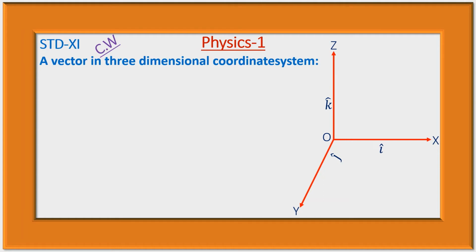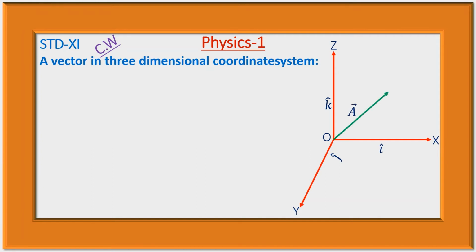Now a vector in a three-dimensional coordinate system. Already we have determined a vector in a two-dimensional coordinate system, A is equal to Ax i plus Ay j. Now we will express a vector in a three-dimensional coordinate system. Here is the three-dimensional Cartesian coordinate system, with three mutually perpendicular axes OX, OY, and OZ. And along the OX axis the unit vector is i, along the OY axis the unit vector is j, and along the OZ axis the unit vector is k. And we know i, j, k, these three unit vectors are known as rectangular unit vectors.